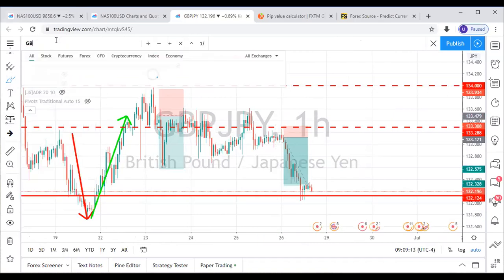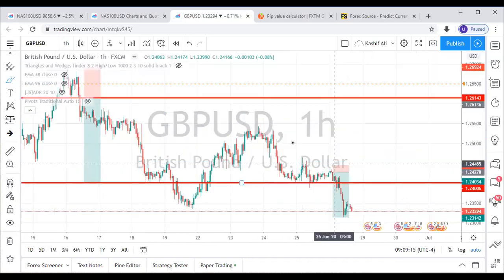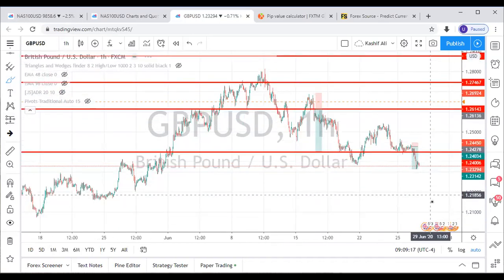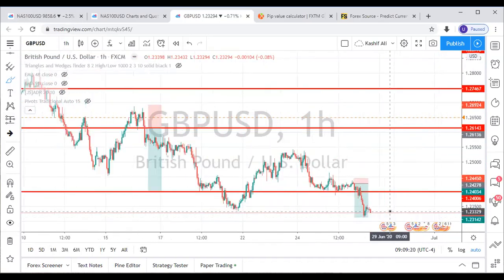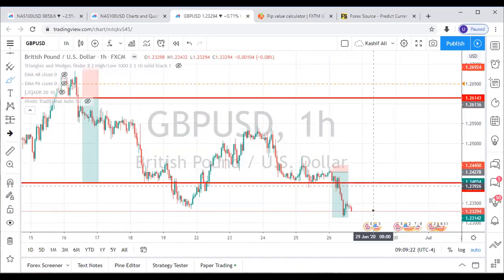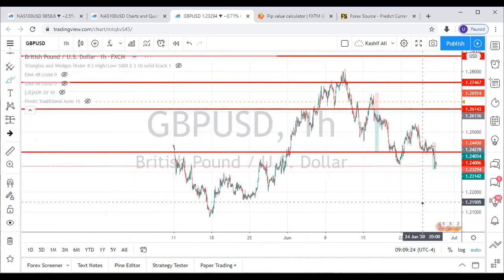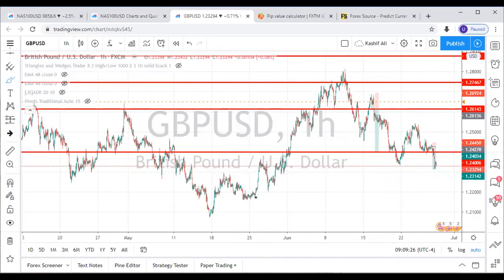And GBPUSD is the same. It has just breached the key level. It might go one more time, retest, make an M formation and come down. That's because fundamentally GBP is weak.